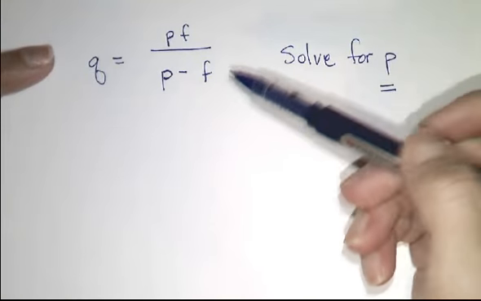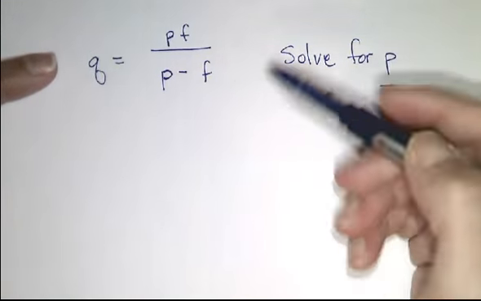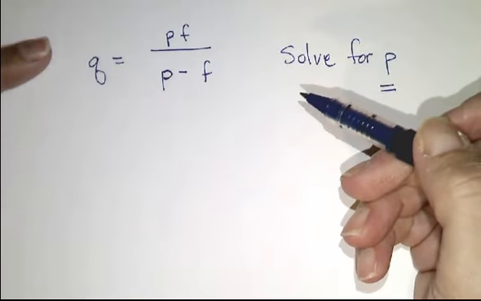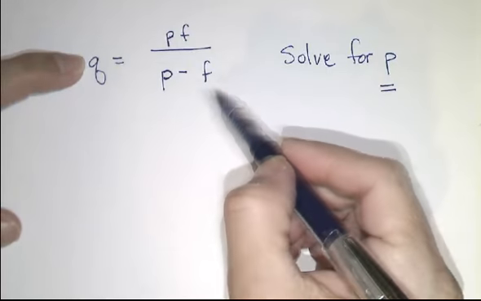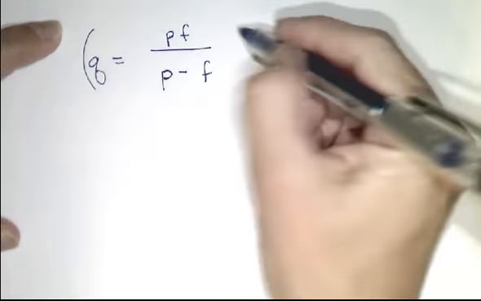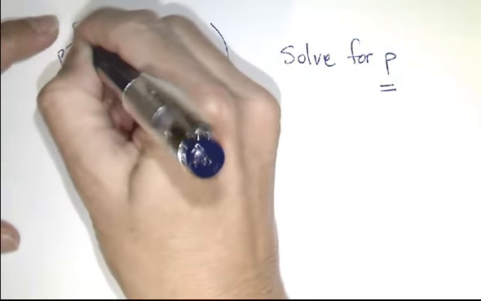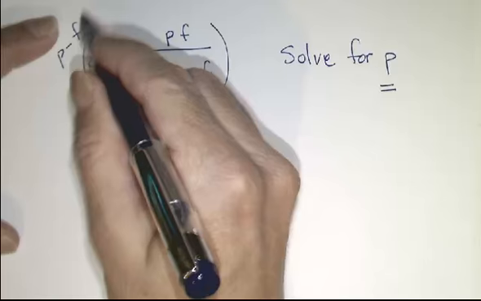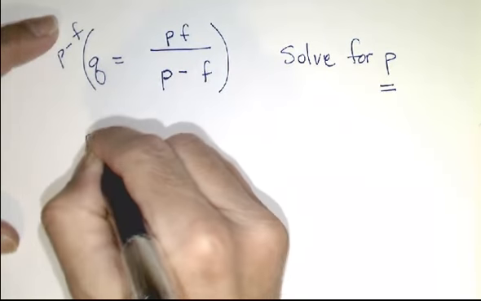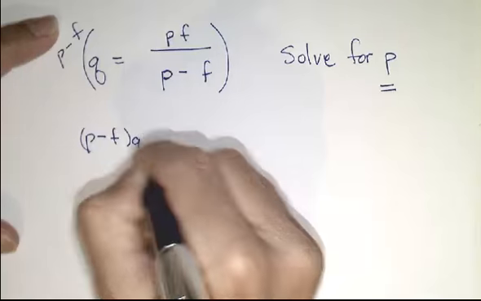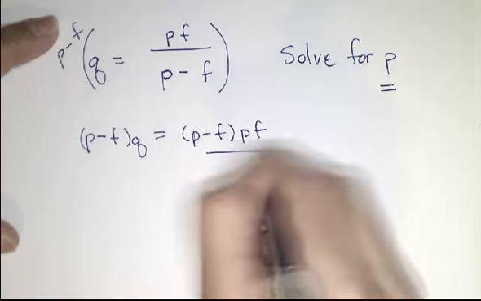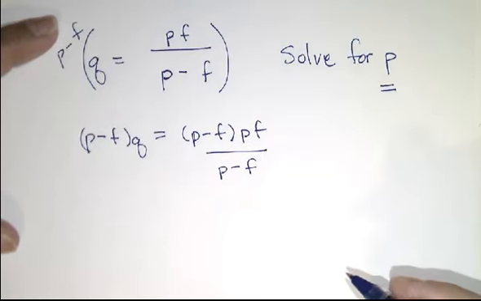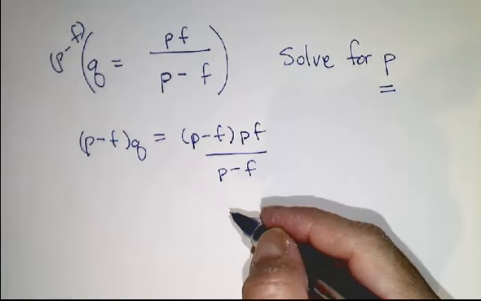So one thing I like to do whenever I see an equation with fractions is to get rid of the fractions by multiplying both sides by the least common denominator. And since I only have one denominator, which is p minus f, I'm going to multiply both sides by p minus f. Alright, so then I'm going to distribute it to each term, and I get p minus f times q equals p minus f times pf all over p minus f. Alright, so I've just distributed this whole expression, p minus f.